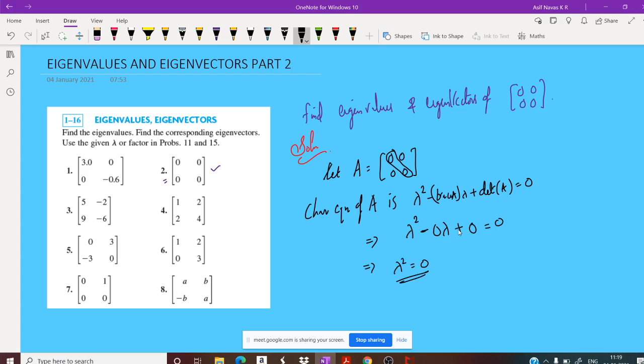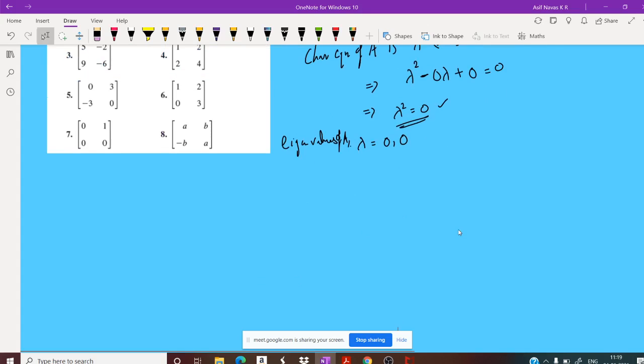So what are the eigenvalues? How many eigenvalues are there for a 2 by 2 matrix? For a 2 by 2 matrix there must be 2 eigenvalues. So what are those eigenvalues? Lambda is equal to 0, and the next eigenvalue is also 0. So here the eigenvalues repeat twice. Now we will find the eigenvectors. This is a very important step.